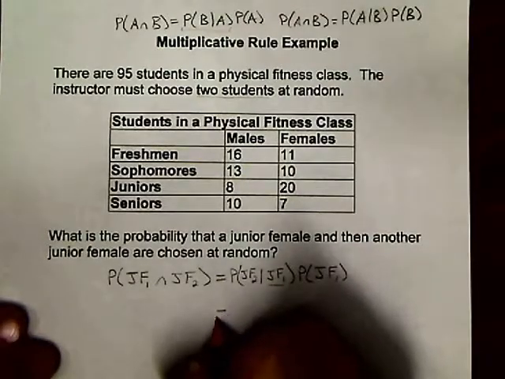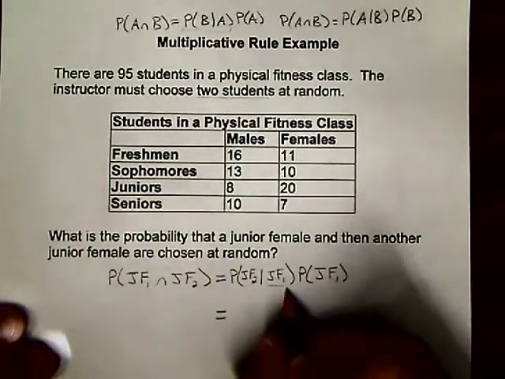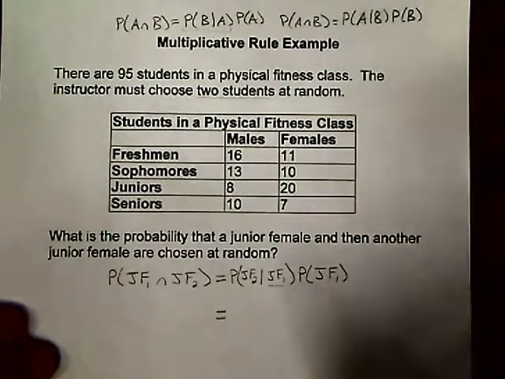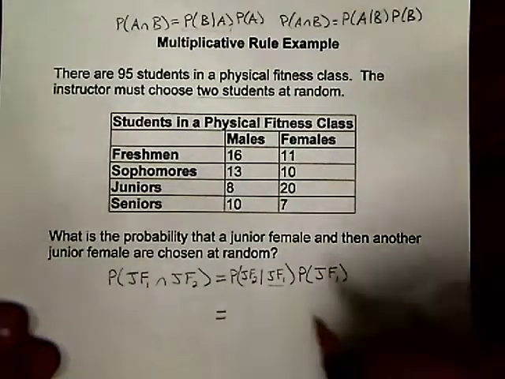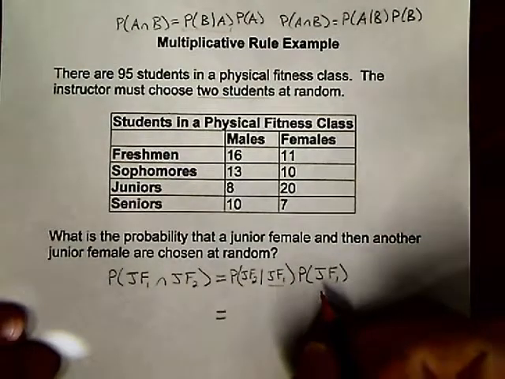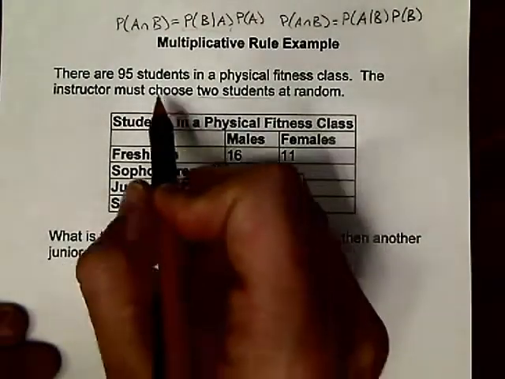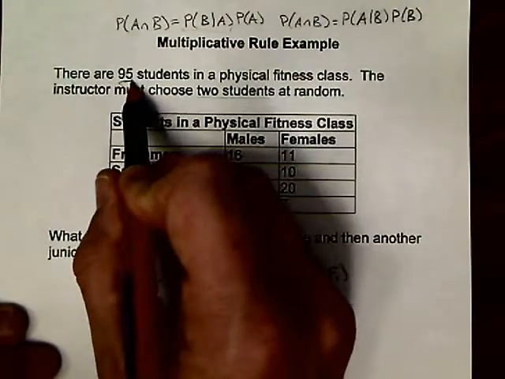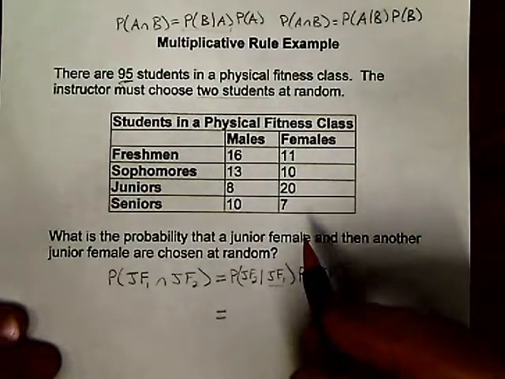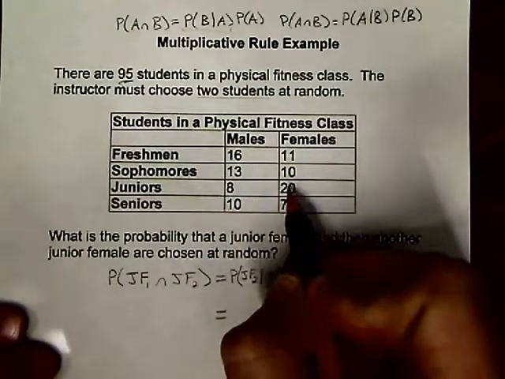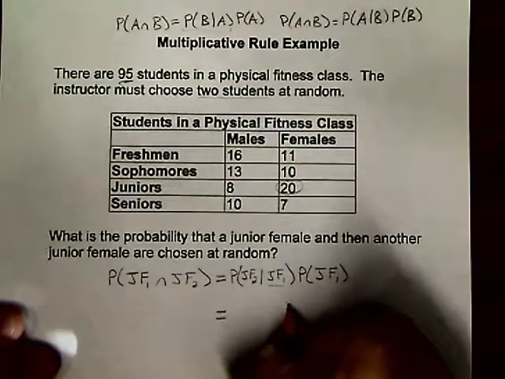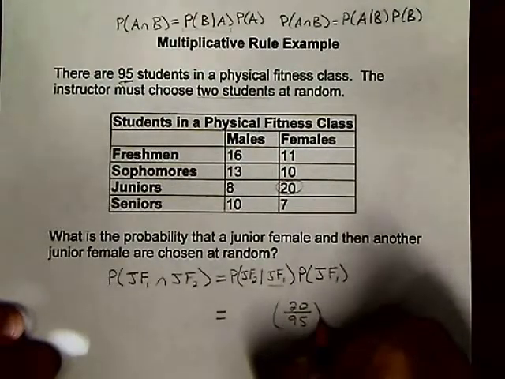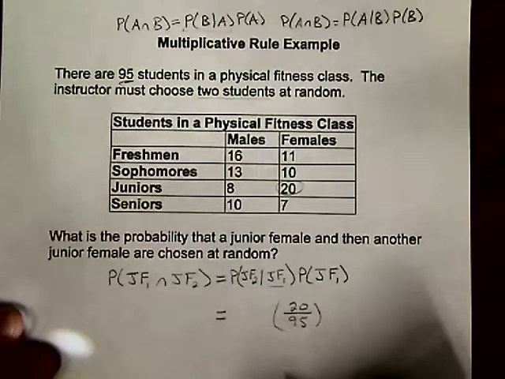Okay, so I'm going to work with this one before I compute this conditional probability. The probability that the instructor would draw a junior female first would be the number of junior females divided by the number of total students. And we see here that there's 95 students in the class, and we see here that there's 20 students that are juniors and female. So there's 20 out of 95, that's the probability of drawing a junior female student first.